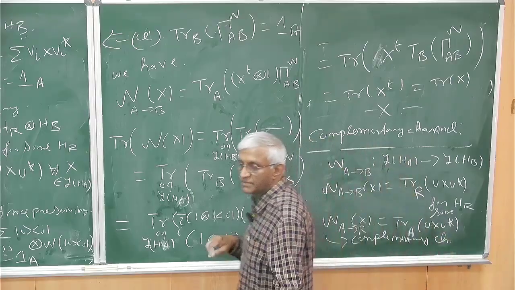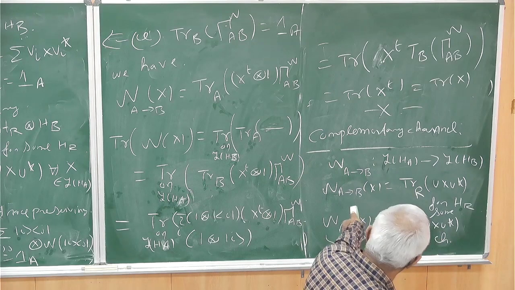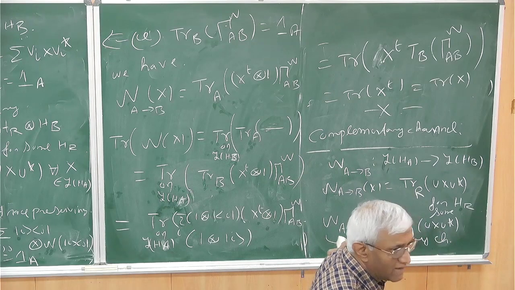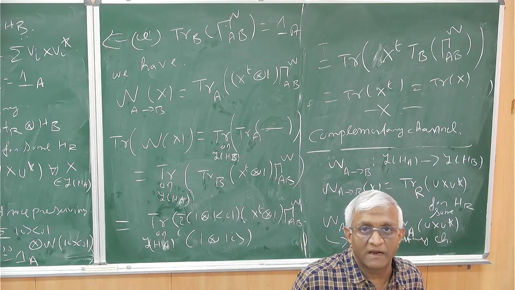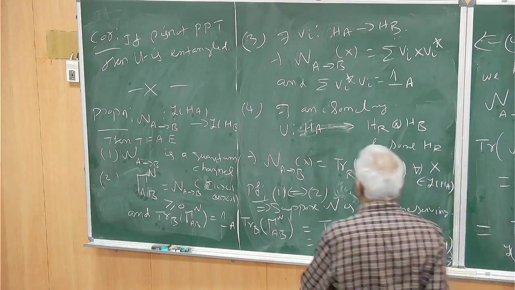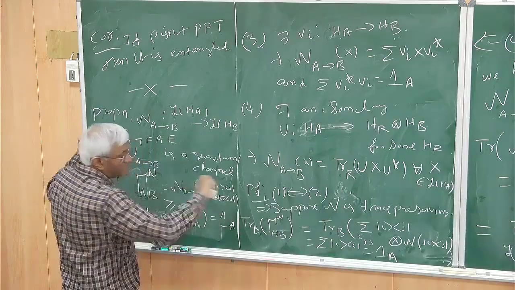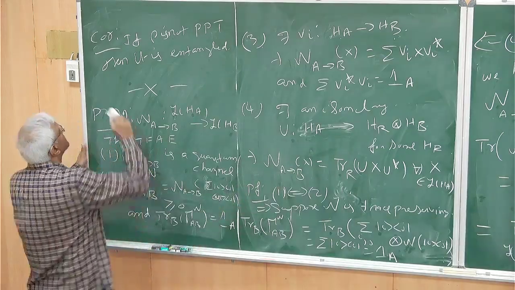Okay? This is what is called a complementary channel. We haven't defined it yet; I just gave an example of a complementary channel. We will define it and prove that it is unique up to an isometric channel. An isometric channel is X going to UXU star. A unitary channel means that U is unitary.